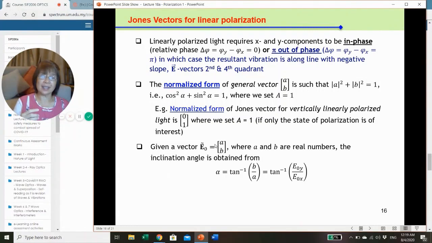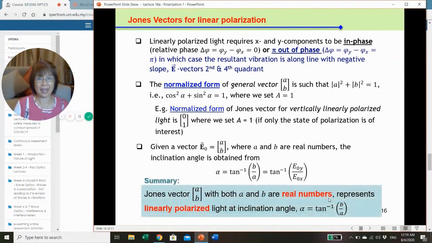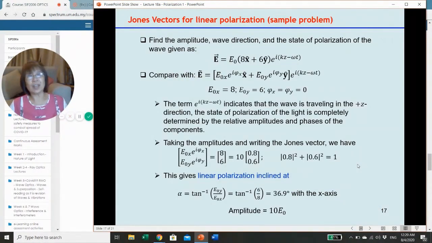Now, given a vector represented by real numbers A and B, the inclined angle can be obtained from taking the arctangent of B over A, which is actually equal to the arctangent of the y component over the x component. So in summarizing this, this Jones vector in general form, whereby both of the elements are real numbers, would represent linearly polarized light at inclined angle alpha given by arctangent of B over A. So now let's try out a problem.